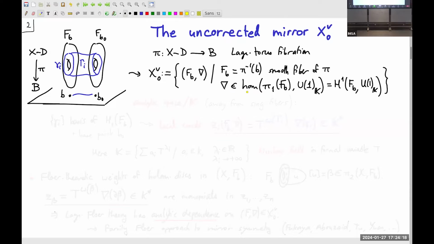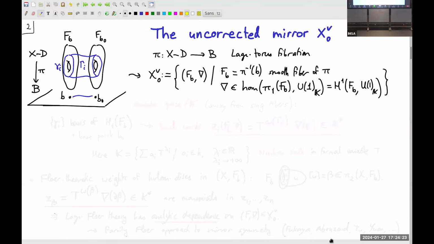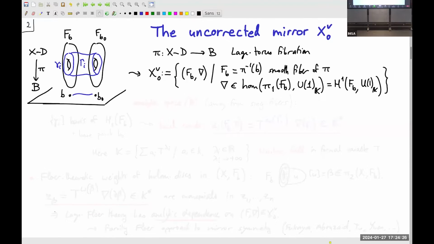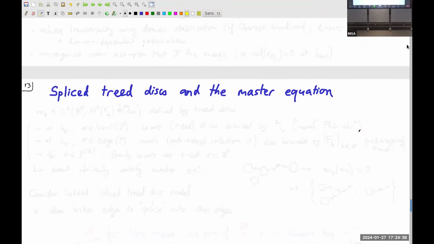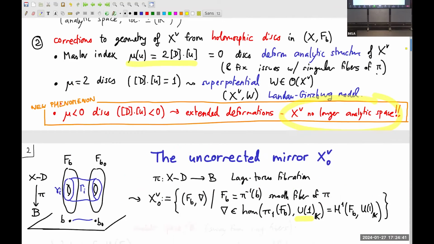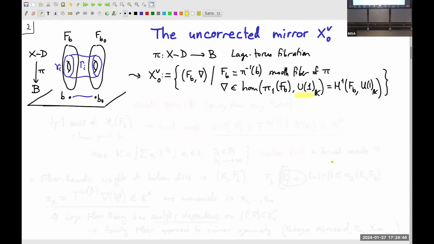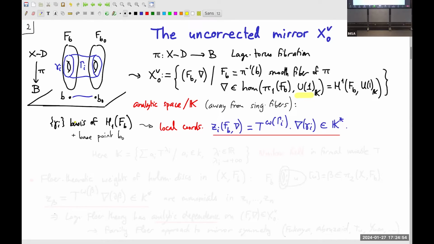So the holonomy of a local system is a homomorphism from the fundamental group to the rank 1 unitary group over our given field. I'll tell you in a moment what the field is and so on. We can talk about that again if you want. Okay. And so that would be the first cohomology of a fiber with coefficients in U(1). So I claim this has a natural structure of analytic space away from the singular fibers.